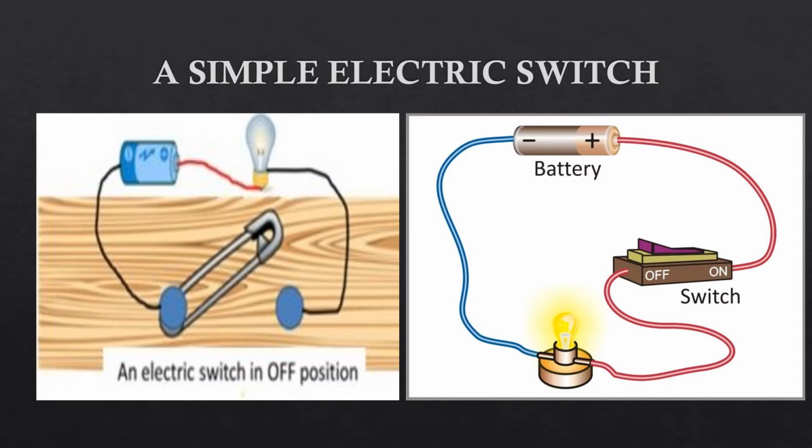An open switch is one without continuity. Current cannot flow through it. A closed switch is one that provides a direct path for current to flow through.